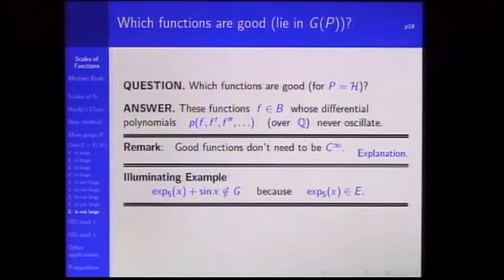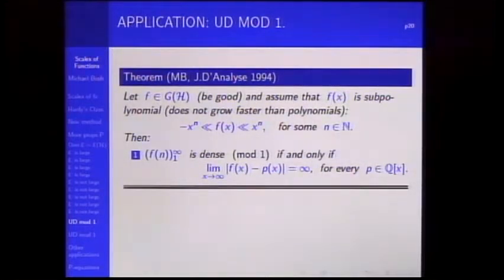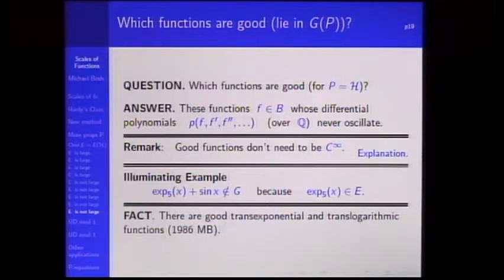This is an illuminating example. Five times exponent is excellent. Therefore, five times exponent plus sine is not even good, because they are not comparable. But I want to tell you, if I have a transexponential function, I will not spoil its goodness by adding sine x, whatever. I need to arrive at some applications because it is in the title.